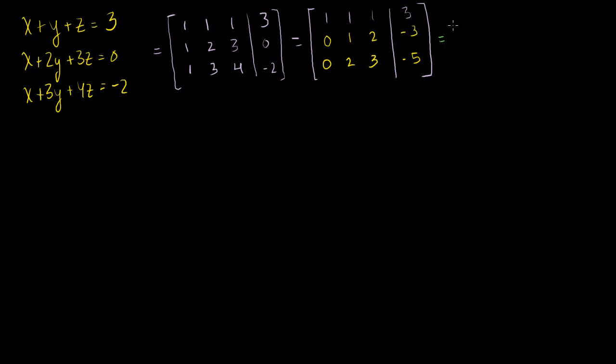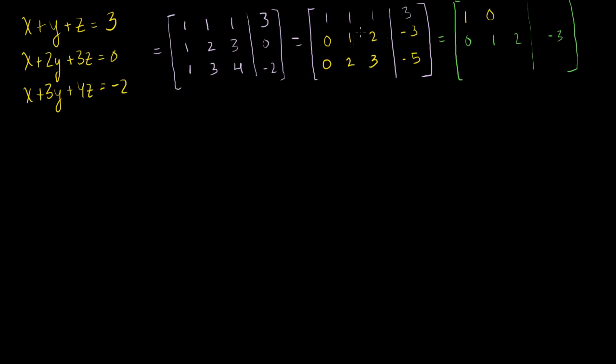So let's do it. I'm going to keep my second row the same. My second row is 0, 1, 2, and then I have a minus 3 in the augmented part of it. And to zero this out, I can replace the first row with the first row minus the second row. So I get 1 minus 0 is 1. 1 minus 1, there's a bird outside. Let me close my window. So where was I? I'm replacing the first row with the first row minus the second row. So 1 minus 0 is 1. 1 minus 1 is 0.